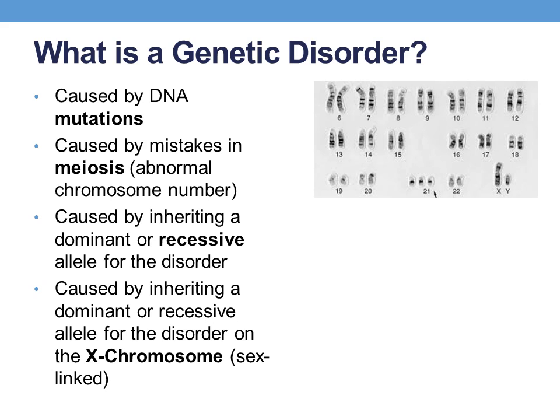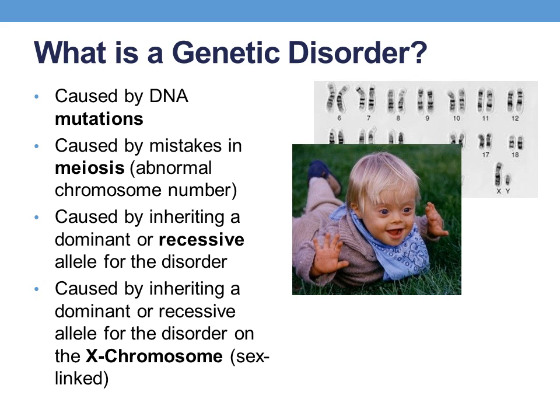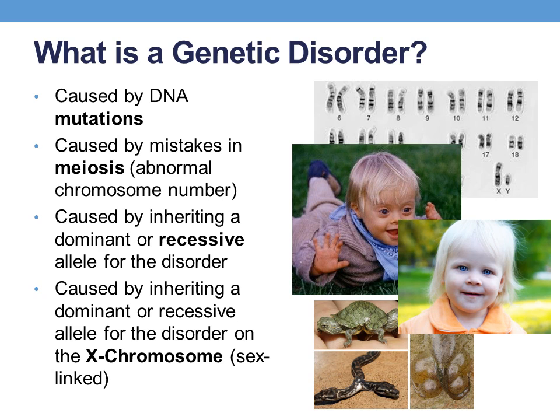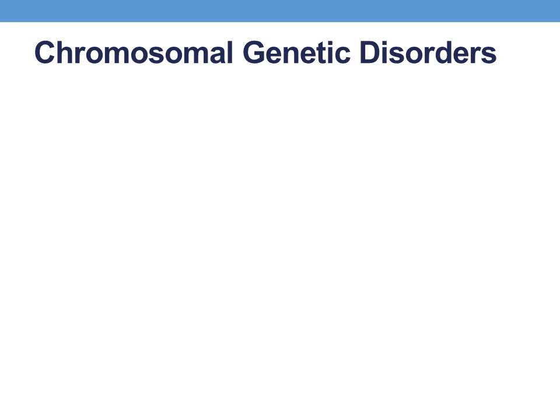So in this karyotype, this individual has an extra chromosome, number 21, which results in Down syndrome, which is a genetic disorder. These frogs and other reptiles have extra limbs. These are DNA mutations. And albinism, which is a disorder which results in lack of pigment in the skin, is a recessive genetic disorder. So we're going to start off with the chromosome disorders.